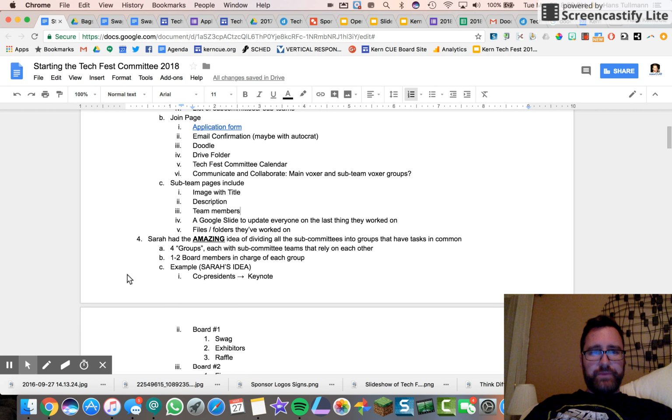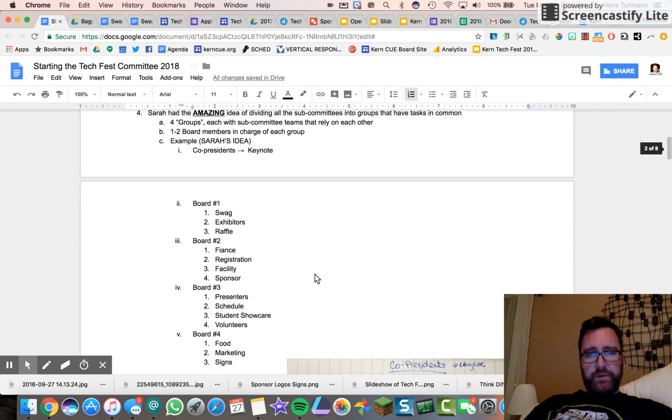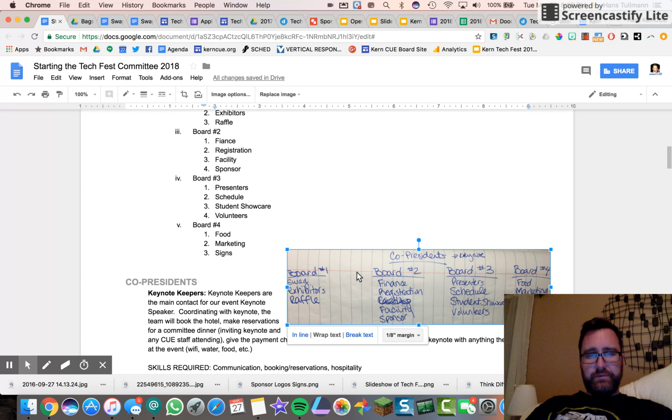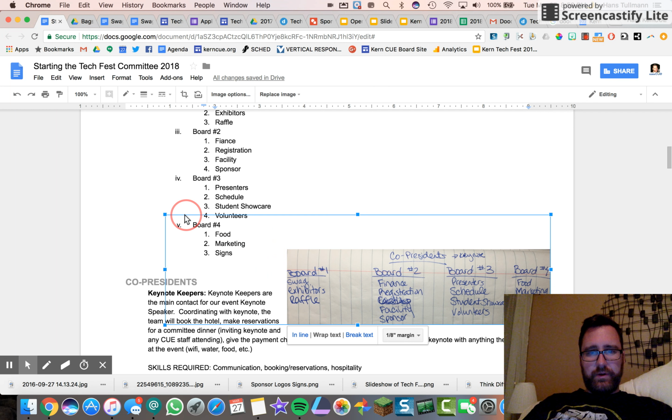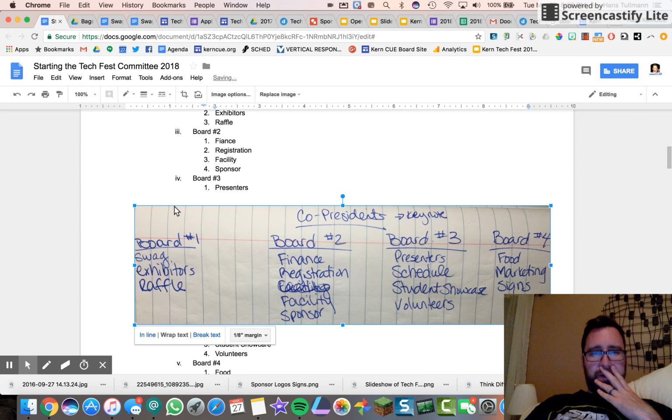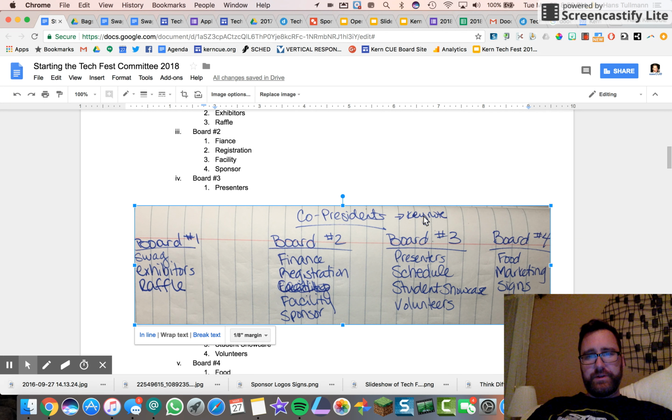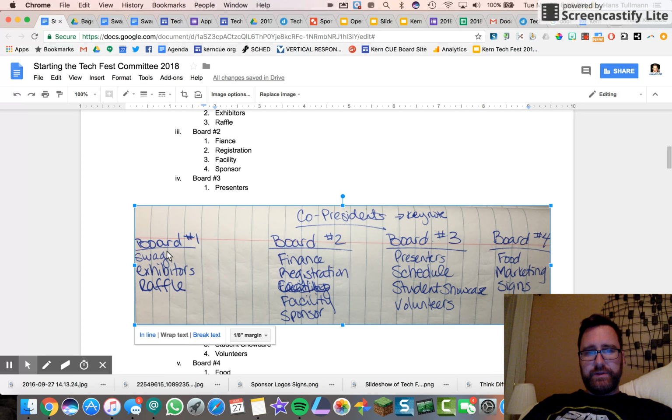And then Sarah had this amazing idea, because I was sharing this application form with her, and this is what her idea was. She was thinking that the co-presidents would definitely be in charge of the keynote, and maybe, with this organizational structure, presiding over all of these groups, but having groups of subcommittees. Board 1 would be one to two board members that would be in charge of these subcommittees.